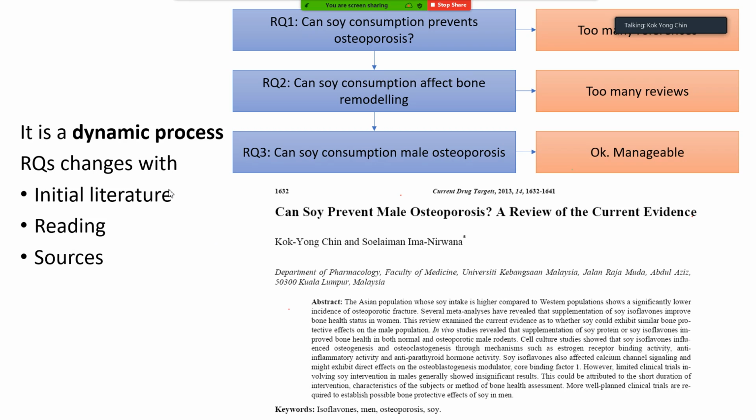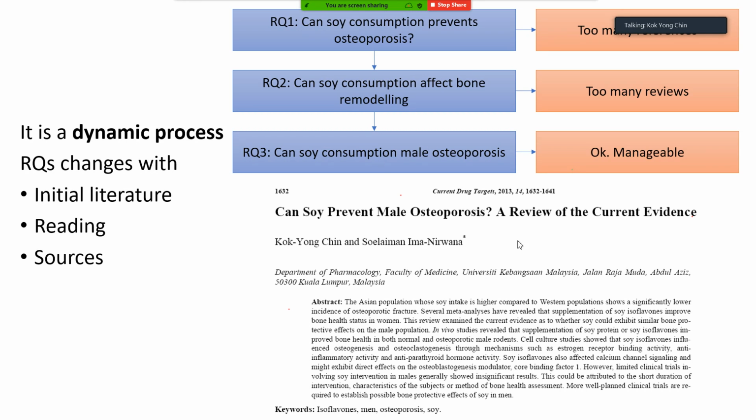So as you read, your RQ will change. It will change when you do your initial literature search. When you first search through PubMed and Scopus, and you see maybe it's too few or too many references, your RQ will become broader or more specific. It will change according to your reading. Maybe what you read and what you initially thought is different, so your RQ will change again. And it also depends on the number you search.